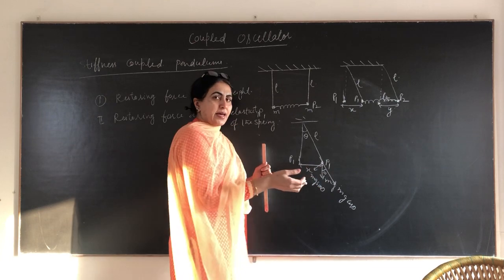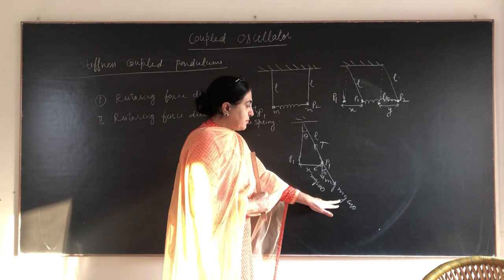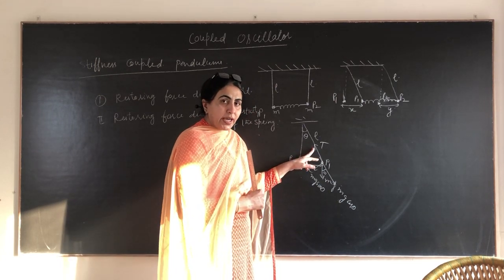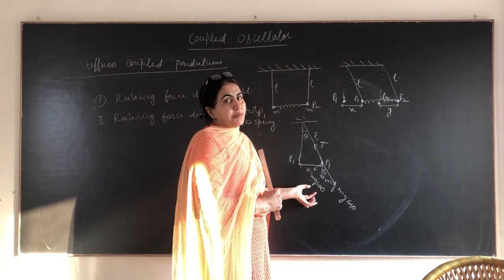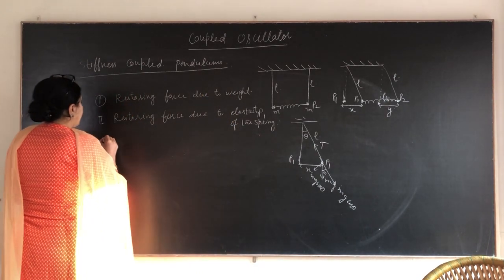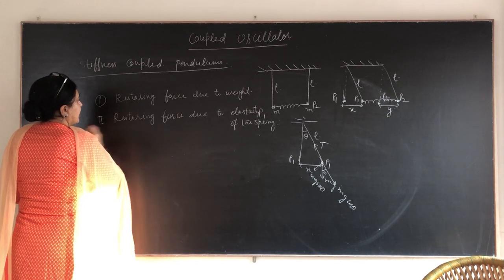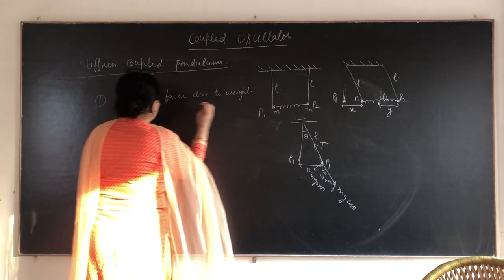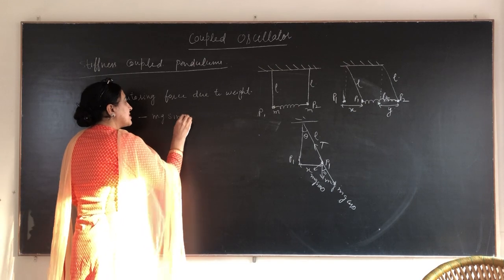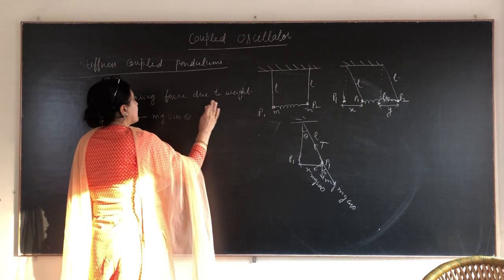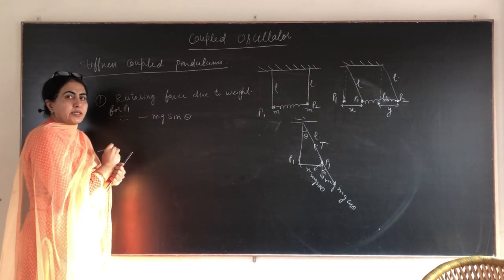And this is a massless and inextensible string, so there will be a tension T. Now this mg cos theta will balance the tension T. So the remaining force is only the restoring force, that is mg sin theta. So the restoring force due to weight is equal to minus mg sin theta. This is for pendulum P1.